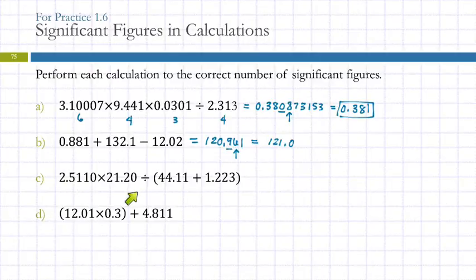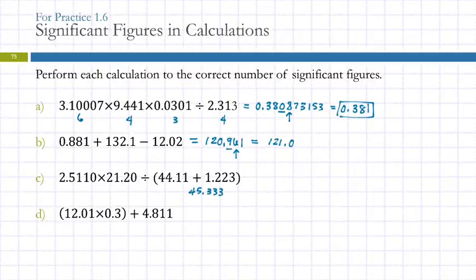Here we've got multiplying, dividing, and adding. We have to do what's in parentheses first. So you can do this without writing any numbers down, but I would recommend writing a number down. So 44.11 plus 1.223 equals.